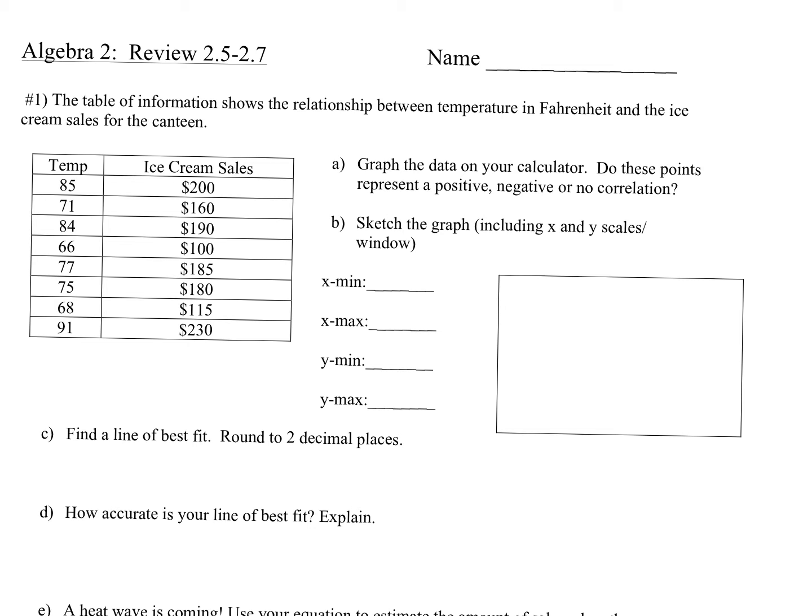Okay, so letter E, it says a heat wave's coming. Use your equation to estimate the amount of sales when the temperature soars to 96 degrees. Where are you plugging in that 96? Is that your Y value or your X value? The temperature was your X's, right, in the chart. So you're going to plug in for letter E, Y equals 4.58, what was it, 98? 96. Minus 183.51. So just plug that into your calculator and you should get what number?